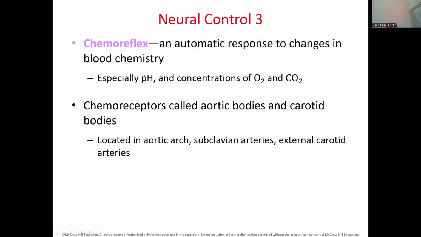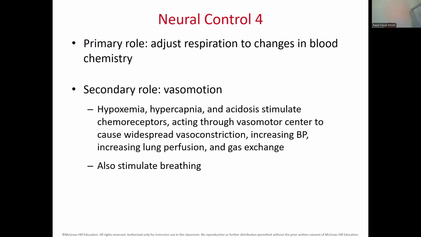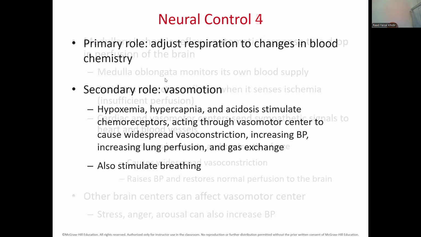The chemoreflex is an autonomic response to changes in the blood chemistry, especially the pH and concentrations of oxygen and CO2. Chemoreceptors are called aortic bodies and carotid bodies. They're located in the aortic arch, subclavian arteries, and external carotid arteries. They adjust the respiration to changes in the blood chemistry, and they are responsible for the vasomotion. And we discussed how this happens in alkalosis and in acidosis.